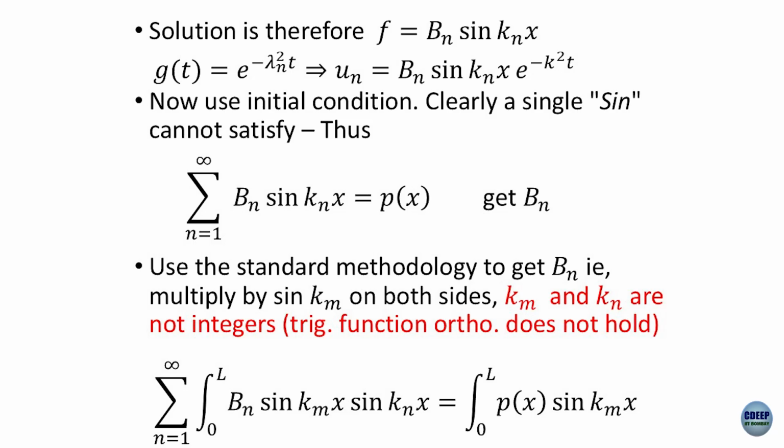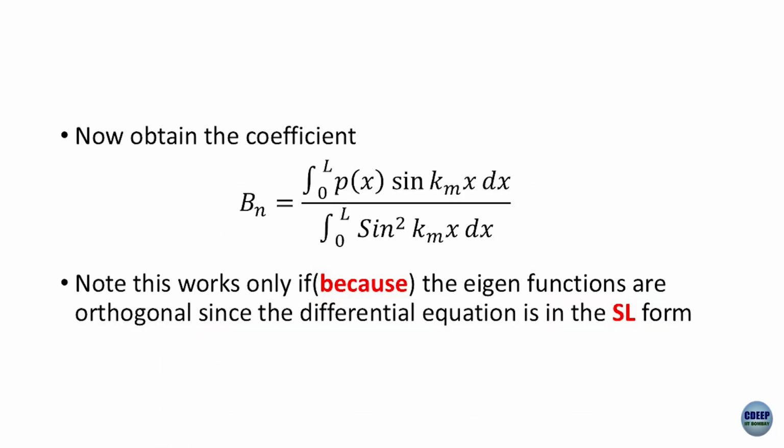So k_m and k_n are not integers. So the trigonometric functions being orthogonal does not hold anymore. But if we assume that they are orthogonal, then you can go ahead and do the algebra, and you're going to get the coefficients. Okay. And once again, I put these in red here because so far we have not shown that they are going to be orthogonal, and we need to show that. Okay. Otherwise, we have no business to say such things.